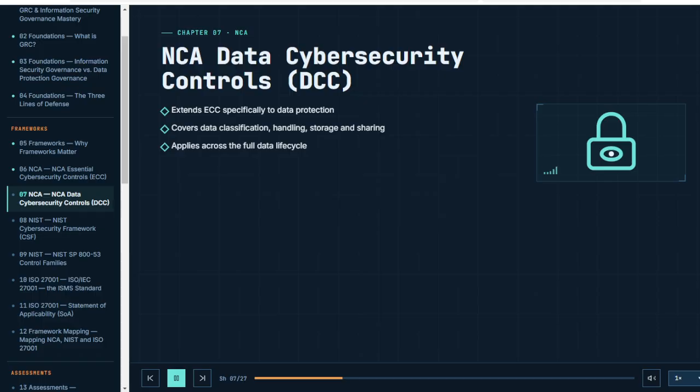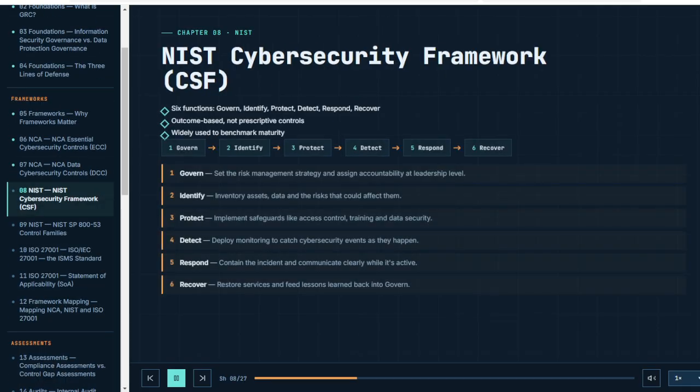life cycle. The NIST cybersecurity framework organizes work into 6 functions. It's outcome-based rather than prescriptive, which is exactly why it's so widely used to benchmark maturity across very different organizations. In summary, 6 functions: govern, identify, protect, detect, respond, recover; outcome-based, not prescriptive controls; widely used to benchmark maturity.